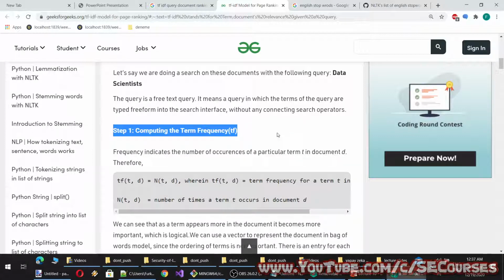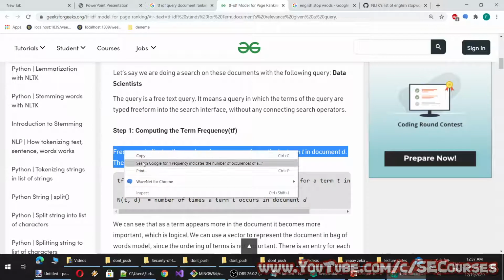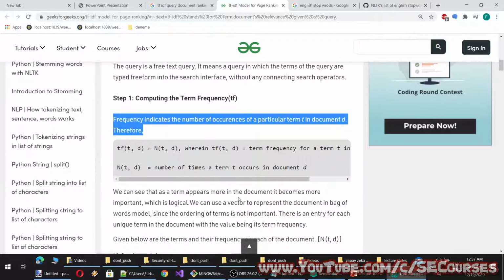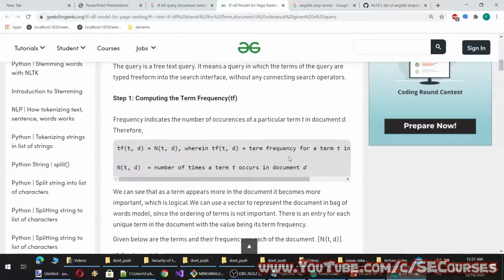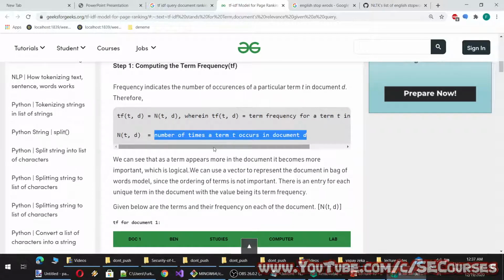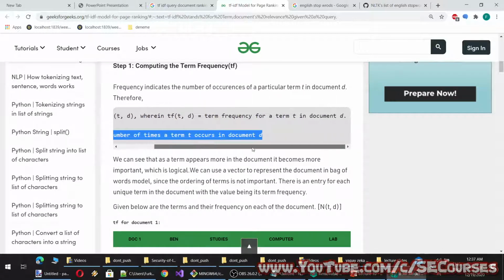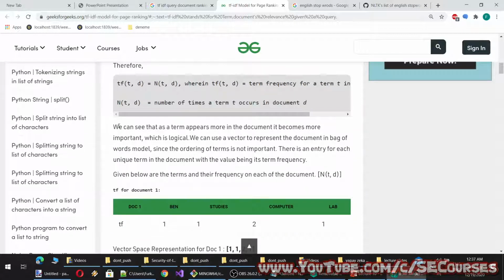Step 1. Computing the term frequency, TF. Frequency indicates the number of occurrences of a particular term t in document d. We will calculate the term frequency in each document. So tf(t,d) is equal to the number of times a term t occurs in document d. Yes, this is the formula.